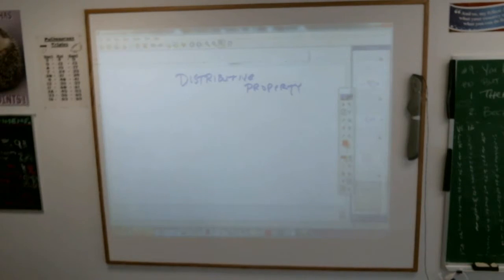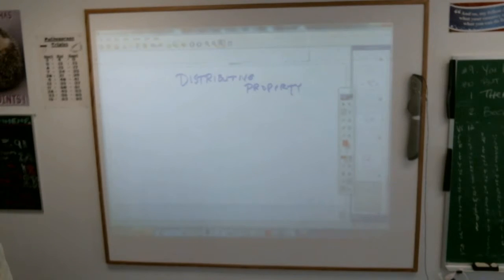What does it mean to distribute? For example, used in a sentence, I frequently distribute the quizzes. I distribute the tests. Sometimes I distribute. What does it mean to distribute? To give out.